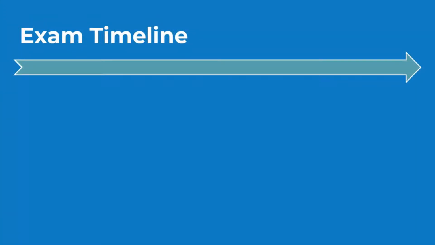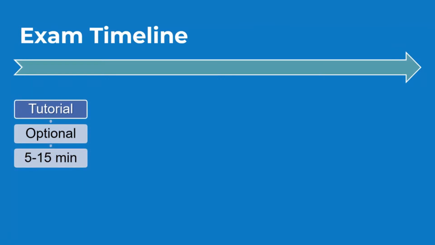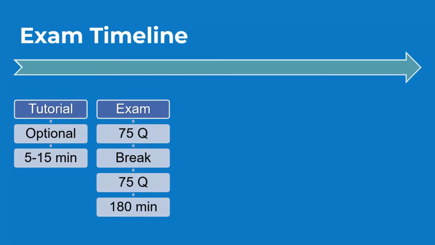To get everyone onto the same page, we begin with the exam timeline, which has 5 segments. The exam itself is preceded by an optional tutorial that's about 5 to 15 minutes long. That will give you some time to calm down before your exam, relax, get comfortable with the user interface. Then you press start, and we have the actual exam. You have 3 hours for 150 questions. The system will give you first 75 questions to answer. Then you can take a 10-minute break. Then you get the second set of 75 questions.